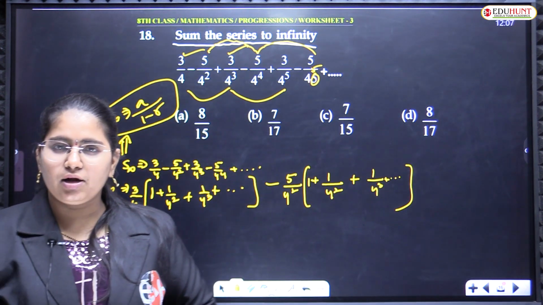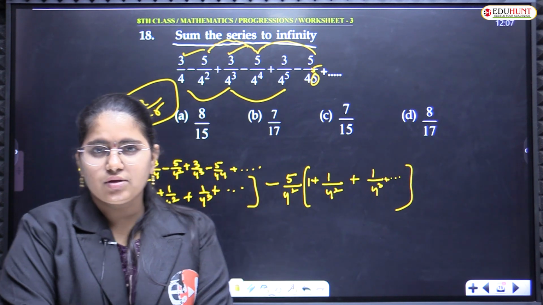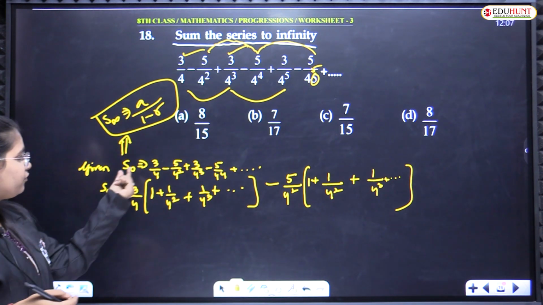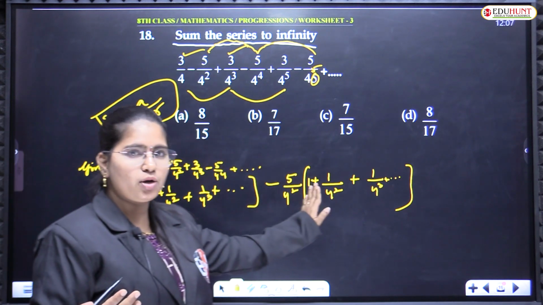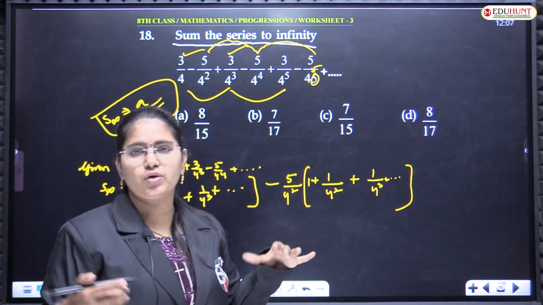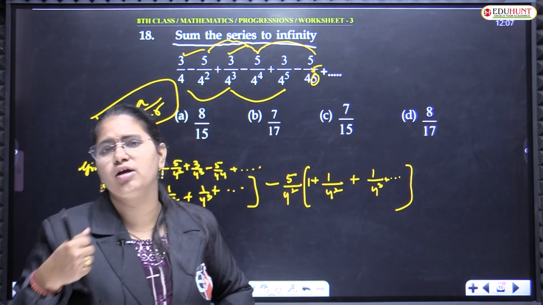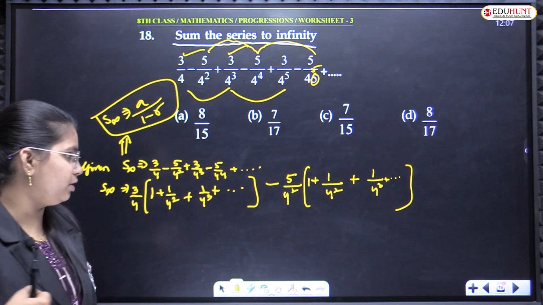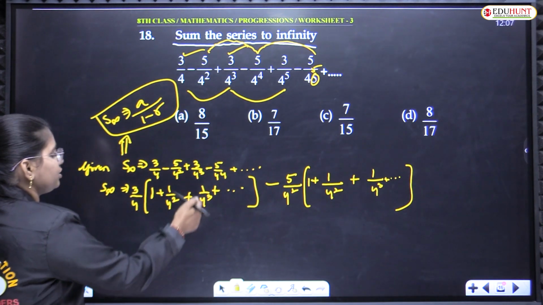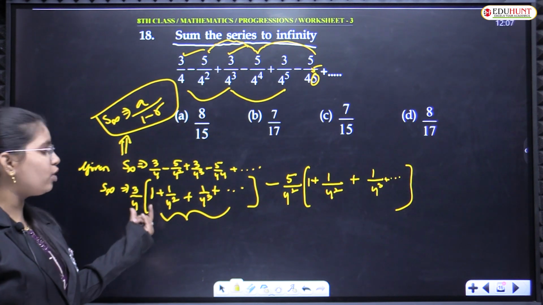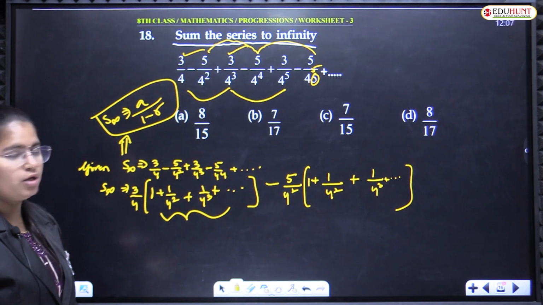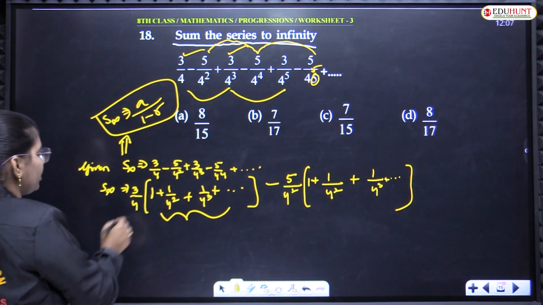A very simple reorganizing of the terms. So, what I have done: in the odd number of terms, I took 3 by 4 common. In the even number of terms, I took minus 5 by 4 square common. By observing that, you may be able to reorganize it properly, right? So, this is sum of infinite terms in a GP. So, what is the formula? a by 1 minus r.